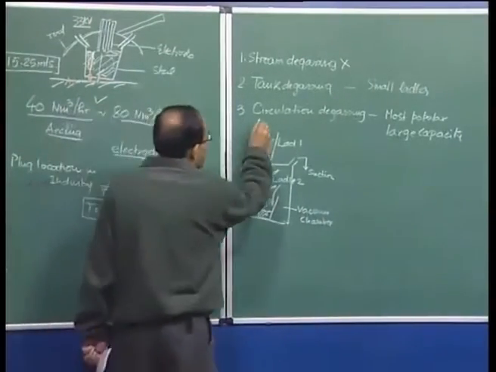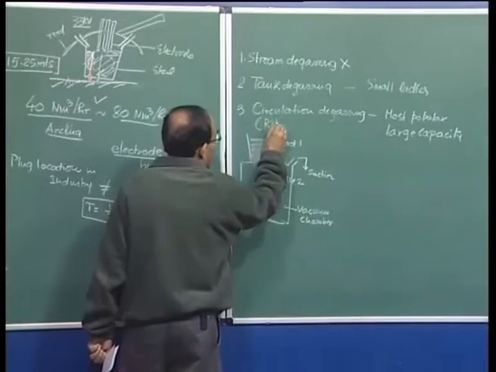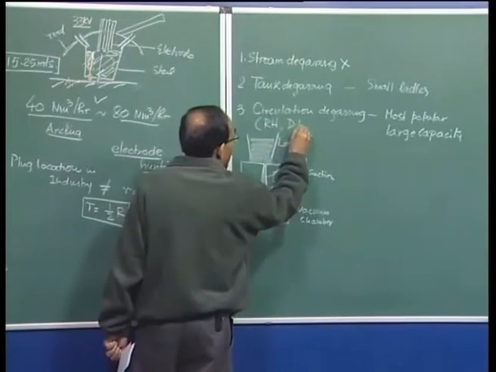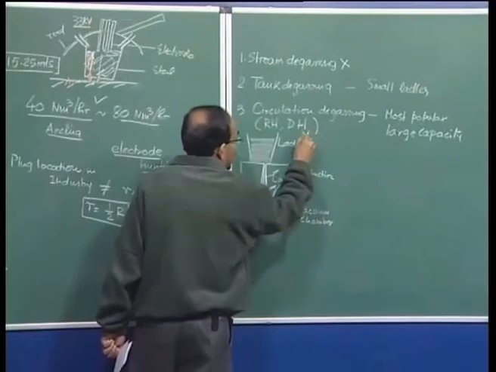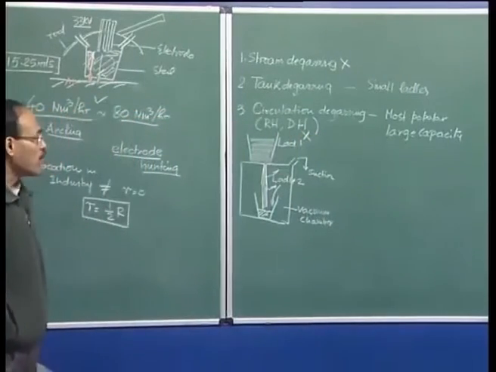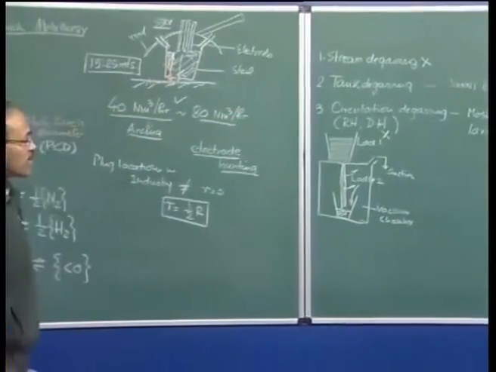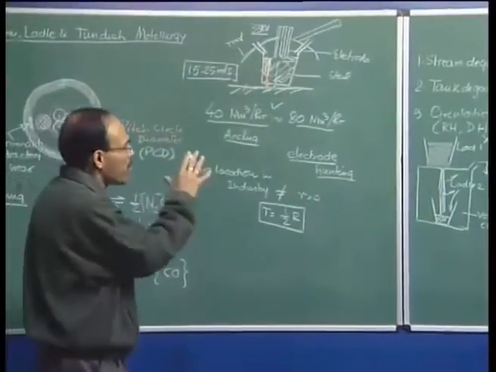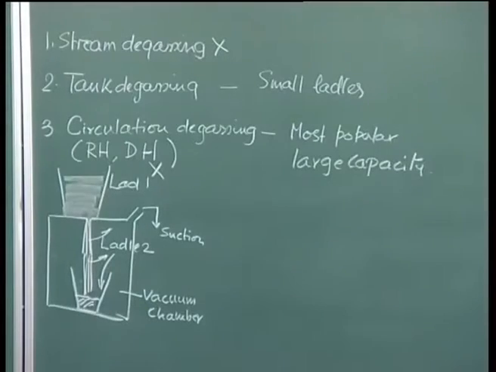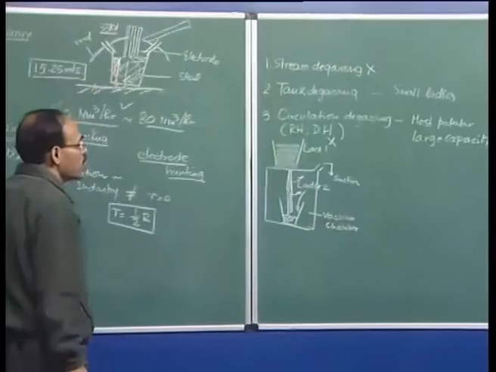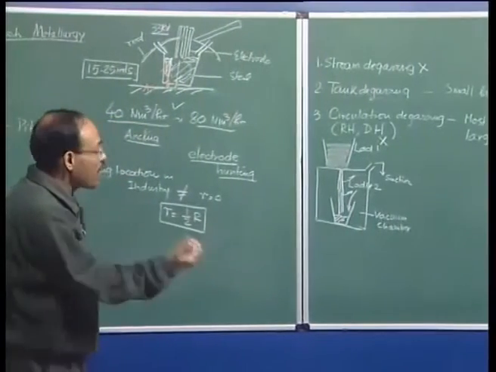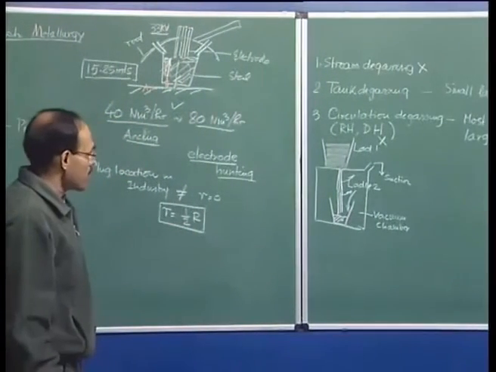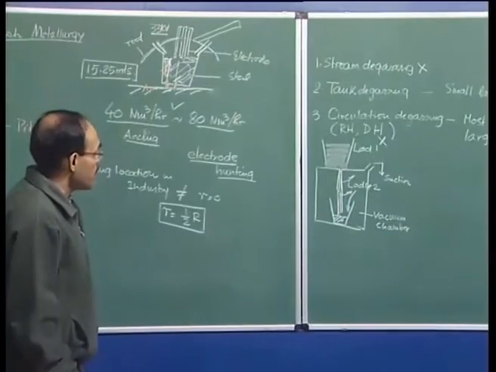Circulation degassing again has two different types. One is RH and one is DH, and this DH circulation degassing has become virtually obsolete today. It is the RH degassing process, of which some versions are of course available, but the essence of this I am going to describe, and RH degassing is being applied in most of the large capacity steel plants on a routine basis.